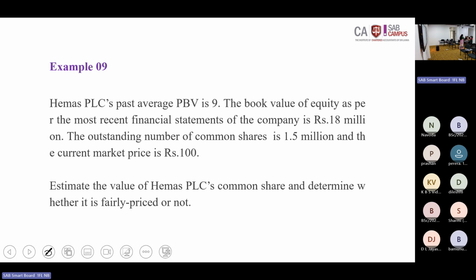How can you calculate the book value per share? Tell me, based on the EPS ratio, how you can calculate the book value per share. Very good. That is total equity divided by the number of ordinary shares.